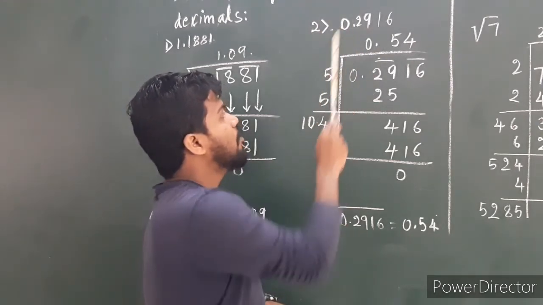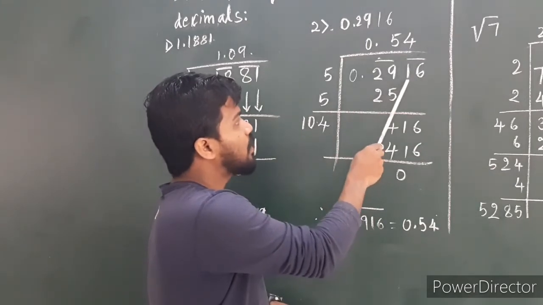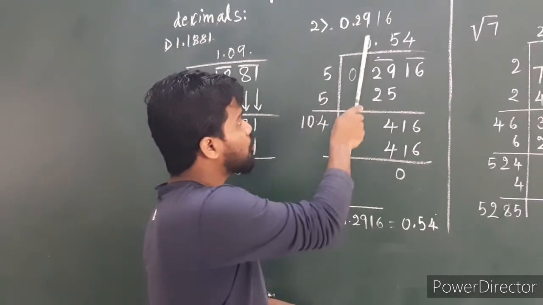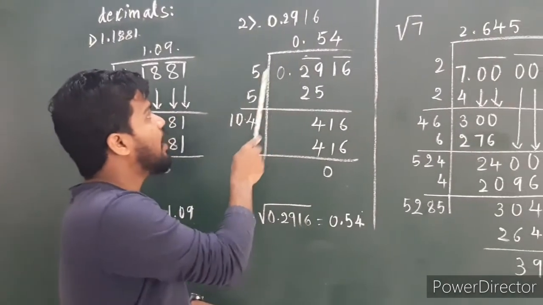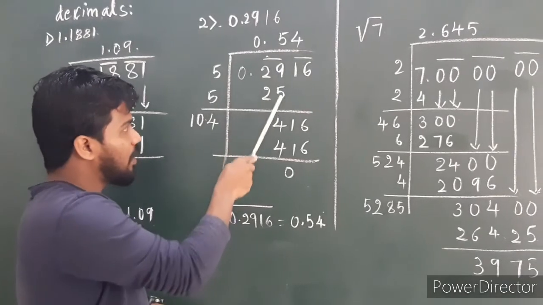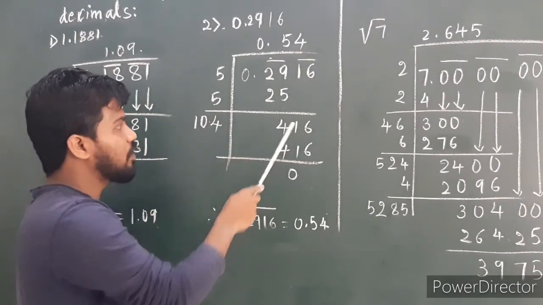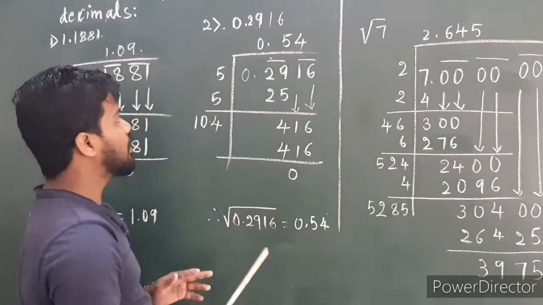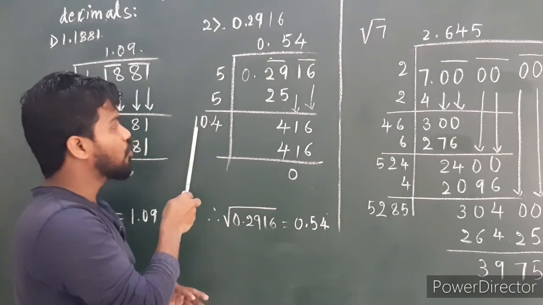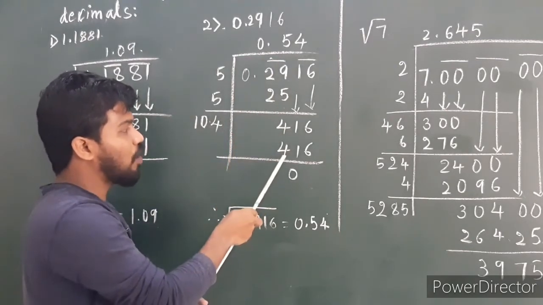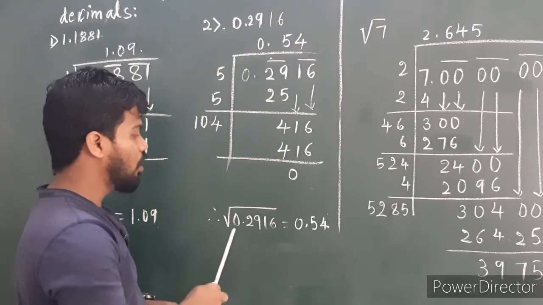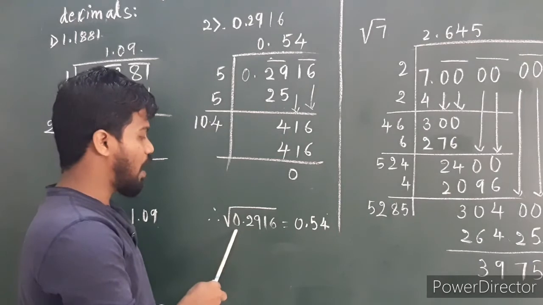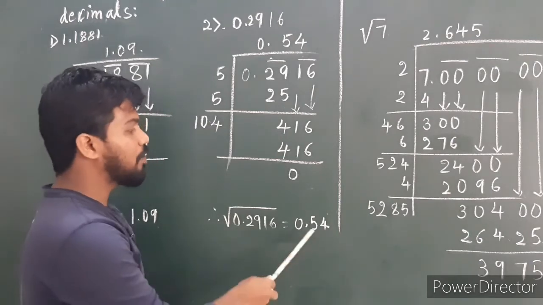0.2916. You write here and make the pairs. 16 is one pair, 29 is one more pair. You have a decimal here, so first you write 0. Now 5 5s are 25, so the remainder is 4 and now you get 416. Then 5 plus 5 is 10, so 104 into 4 you get 416. The remainder you get is 0. Therefore the square root of 0.2916 is 0.54.